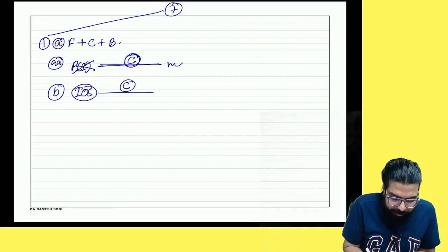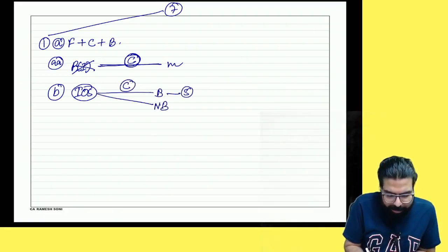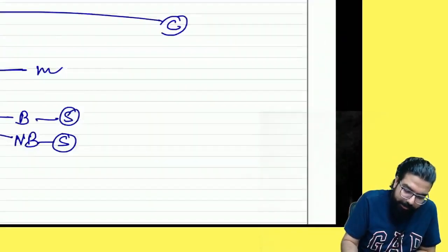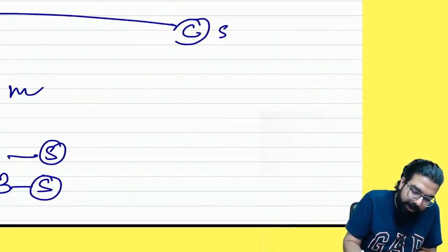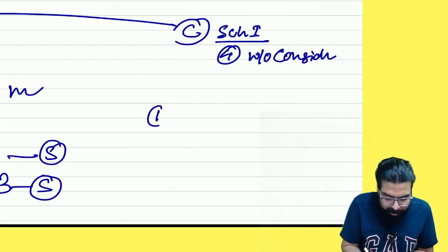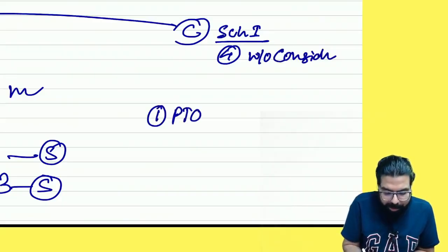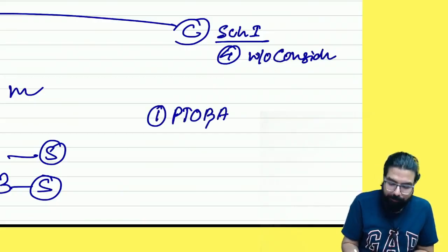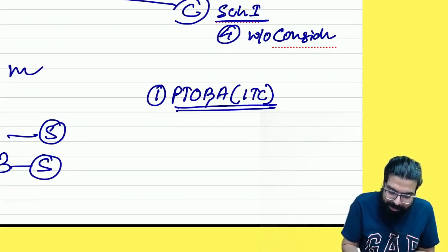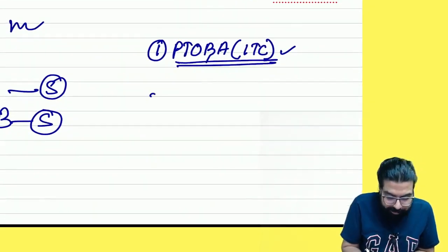For a business or both will be considered as supply. 7(1)(c), Schedule I. How many activities? Without consideration also will be considered as supply. Can you tell me the first one we learned? Permanent transfer of business asset. Where? Such asset. Then it will become a second one.